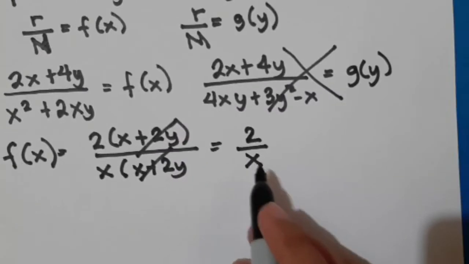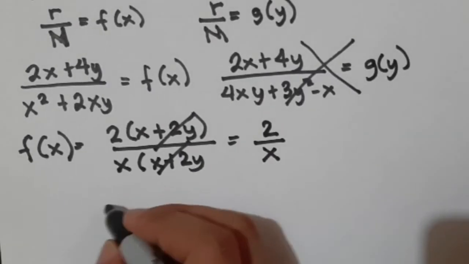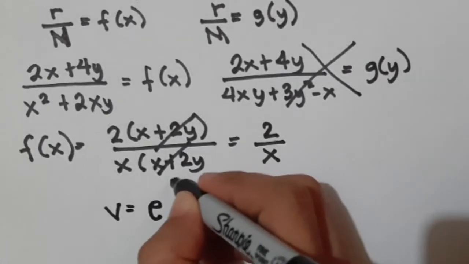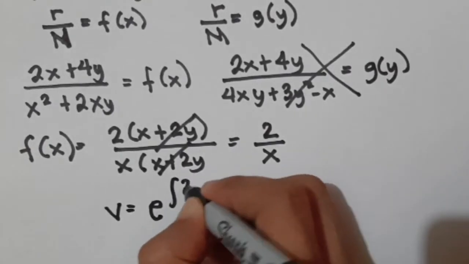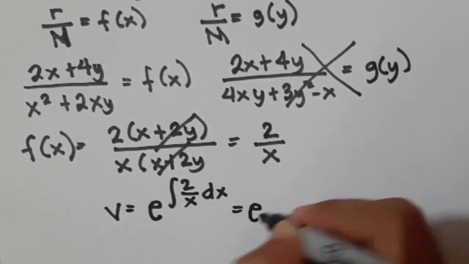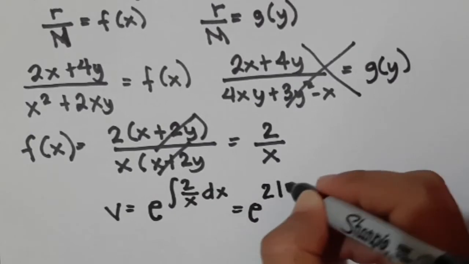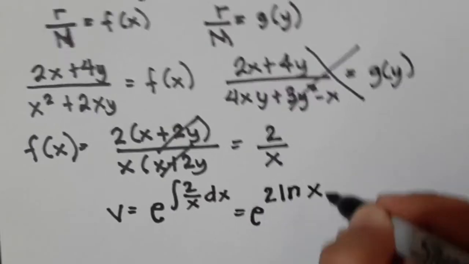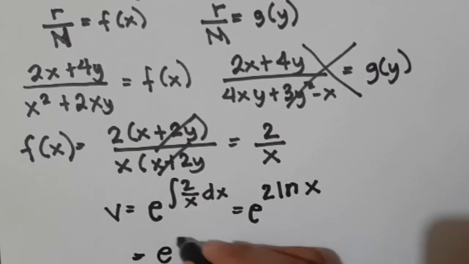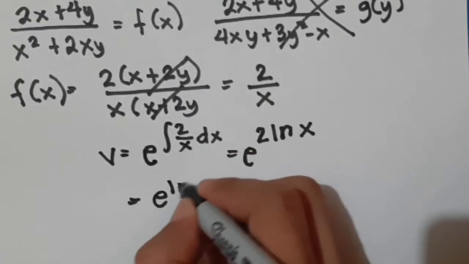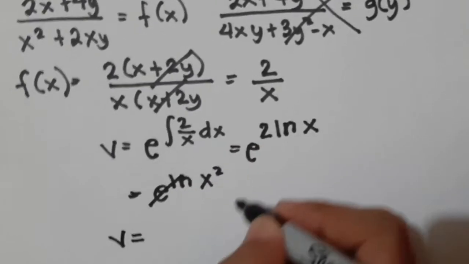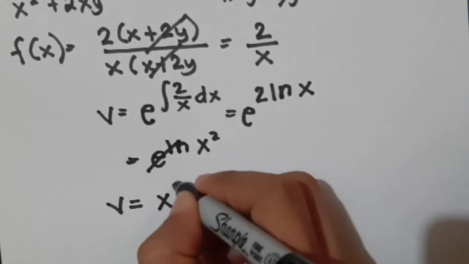So we can now solve for the integrating factor P, wherein P is equivalent to e raised to the integral of f of x, which is the integral of 2/x dx, or that is equivalent to e raised to 2 ln x. By the logarithm formula, the 2 moves to the power, so that is e raised to ln x². This will be cancelled out, and our integrating factor P is equivalent to x².